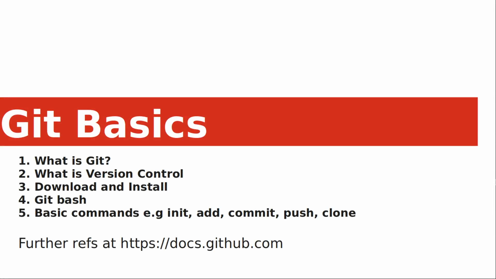Alright guys, welcome back to another video, and today we're going to be talking about the basics of Git, and specifically we're going to be talking about what is Git, what is version control, how to download and install Git. We're going to be talking about the Git terminal, which is called bash, and some of the basic commands that you need to know when working with Git. And for further references, you can go to https://docs.github.com. So let's get started.